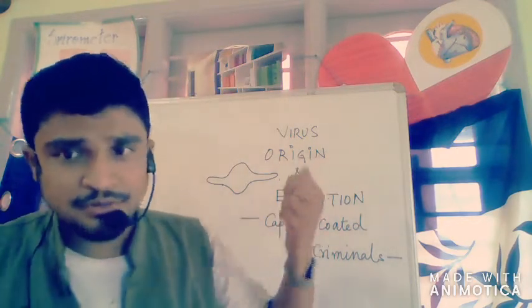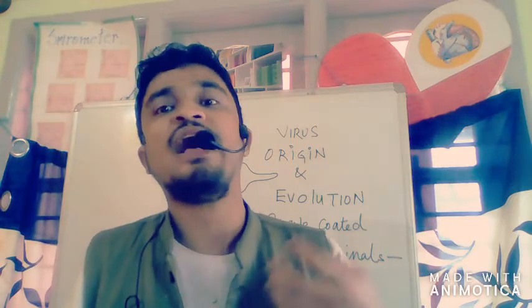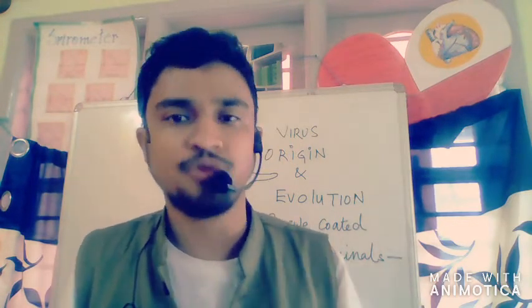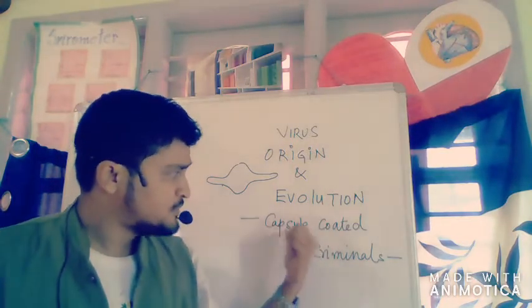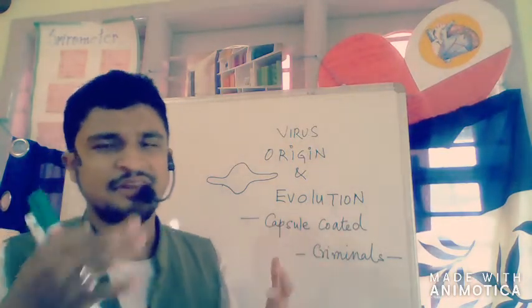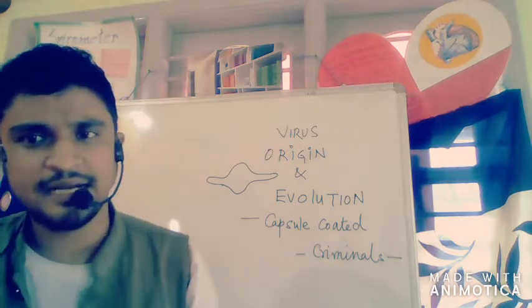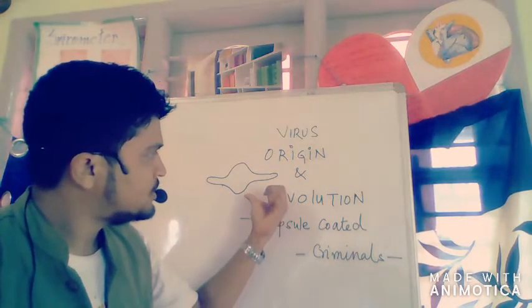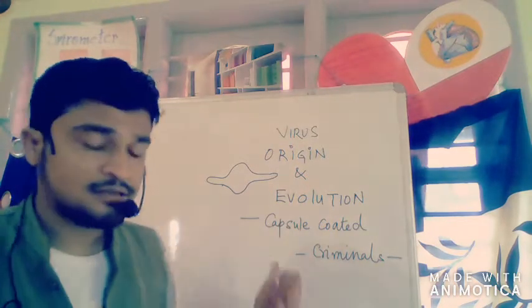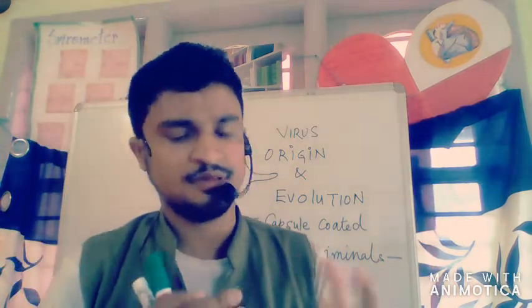But still there is no striking evidence of where they originated and how they evolved. This capsule coated criminal is what I have named these biological entities. So we shall be talking about the origin, the evolution, and the structure of this particular biological entity.